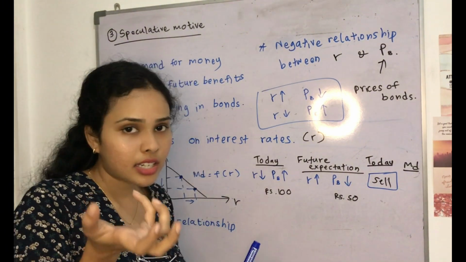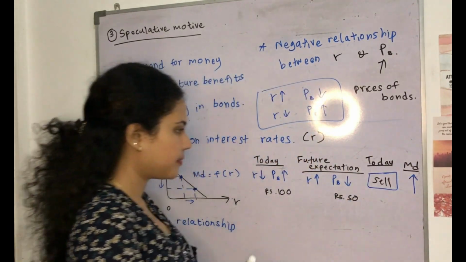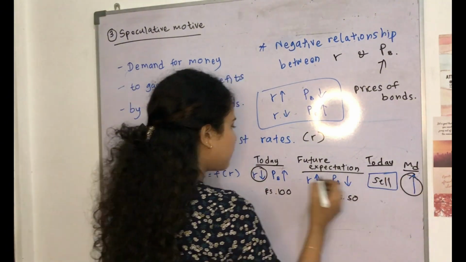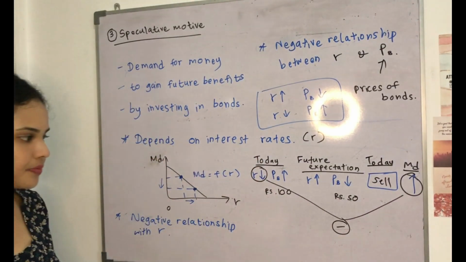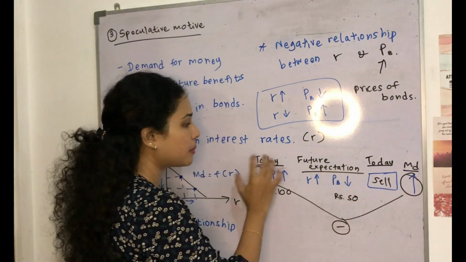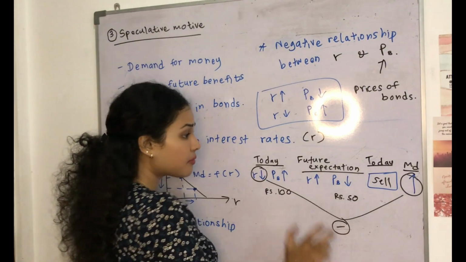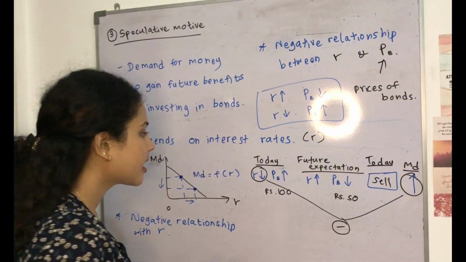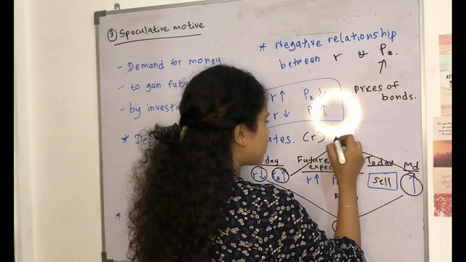Then money demand, like the money that is in my hand, will be increasing. So there's a negative relationship between interest rates and money demand. We should derive the relationship from what is happening today. Notice another thing, there's a negative relationship between prices of bonds and interest rates, and a positive relationship between prices of bonds and money demand.